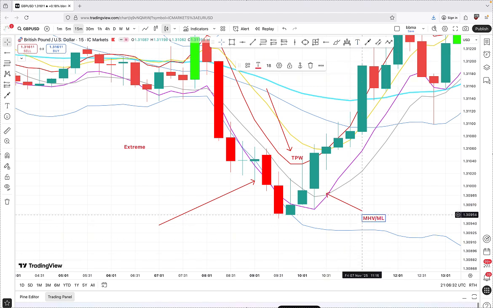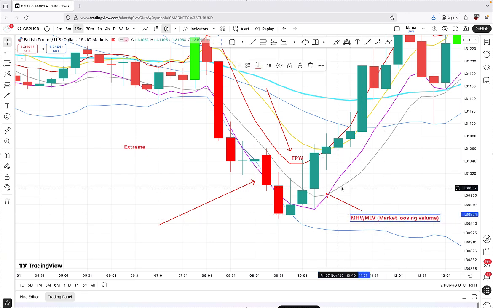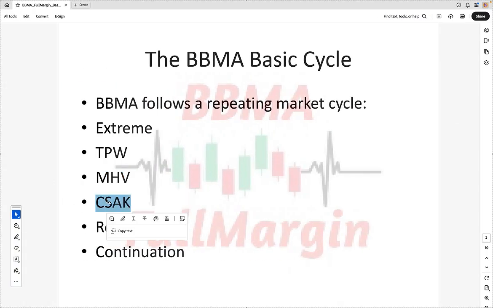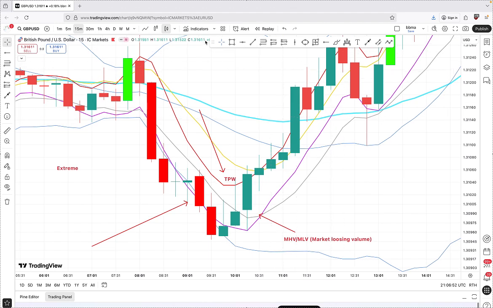MHV or MLV, market losing volume. After that, we need CSAK. What is CSAK? CSAK is a candlestick which breaks.